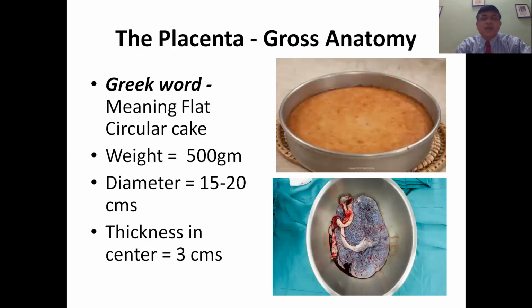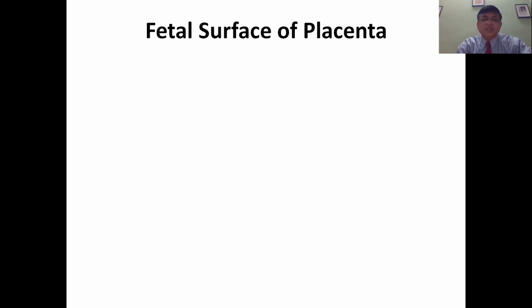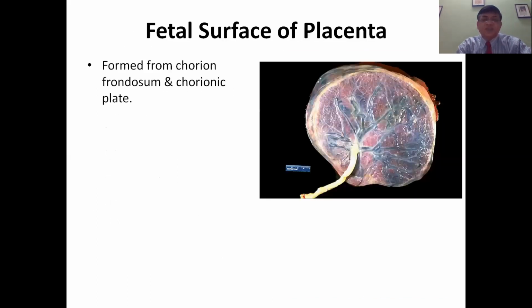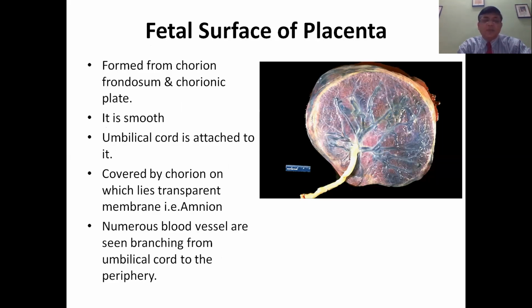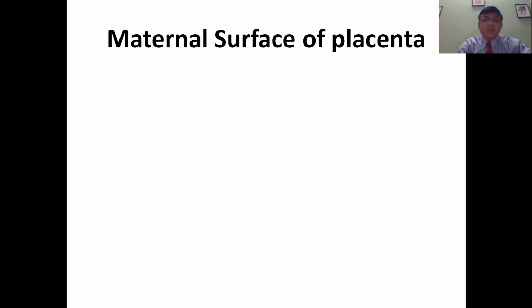So, just quickly revising the entire description of placental structure and function. The gross anatomy: it weighs 500 grams, diameter 15 to 20 centimeters, discoid in shape, thickness is 3 centimeters. The fetal surface of the placenta is formed by chorion frondosum and chorionic plate. It is smooth, the umbilical cord is attached to it, covered by chorion on which lies the transparent membrane, that is amnion. Numerous blood vessels are seen branching from the umbilical cord to the periphery.